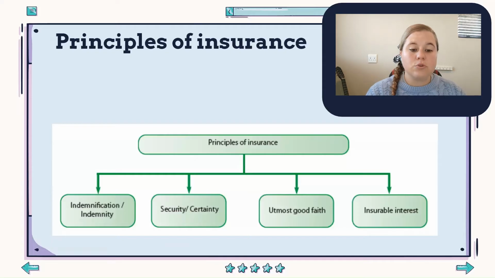Then the principles of insurance. So here we have indemnification, security, utmost good faith, and insurable interest. Nice little diagram that you can just jot down.